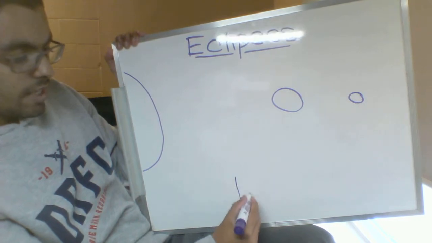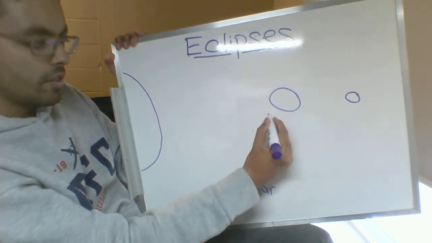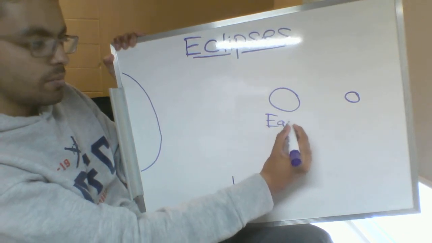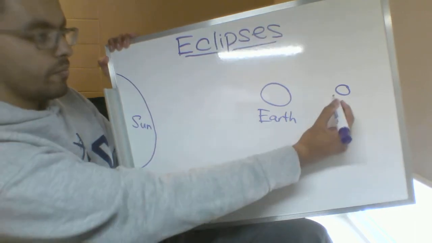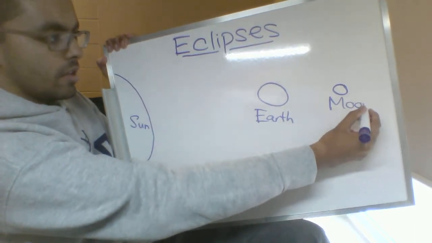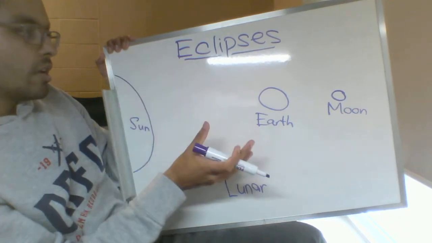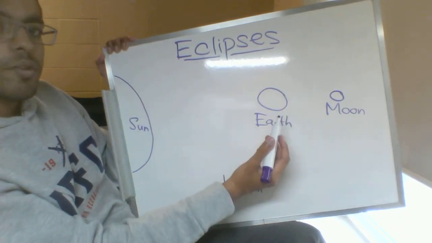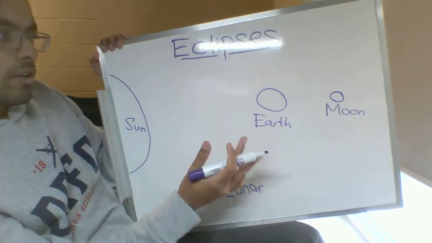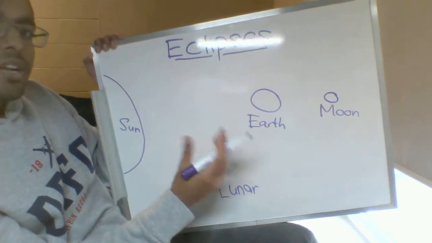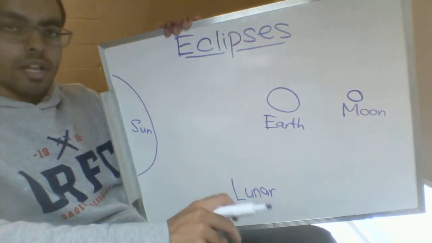So the first one is a lunar eclipse, and this occurs when the Earth comes between the sun and the moon. And basically what happens here is the Earth casts its shadow on the moon. So instead of seeing the moon brightly illuminated, it's all in Earth's shadow. And what you get is you don't actually get a black kind of color to the moon, you get more of a red color to the moon.